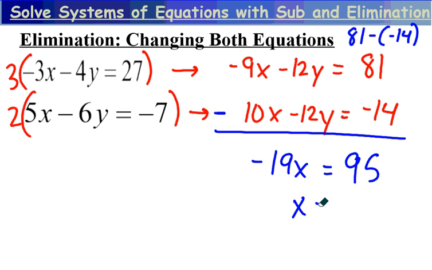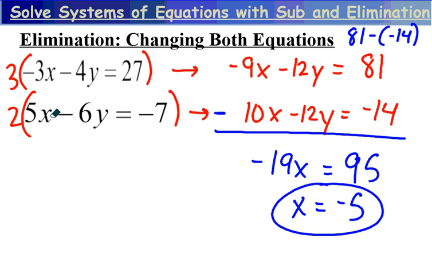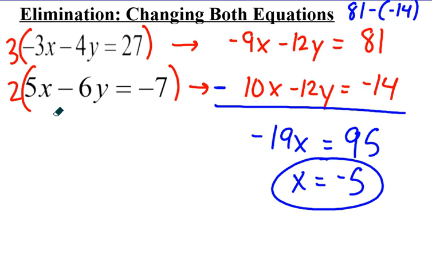Divide by a negative 19, and you get the x-coordinate is negative 5. Once you have the x-coordinate, to get the y-coordinate, you put negative 5 in for x. You could either do the original whole top equation, the original whole bottom equation. You could do the new bottom or the new top. It doesn't matter. Let's do the original top.